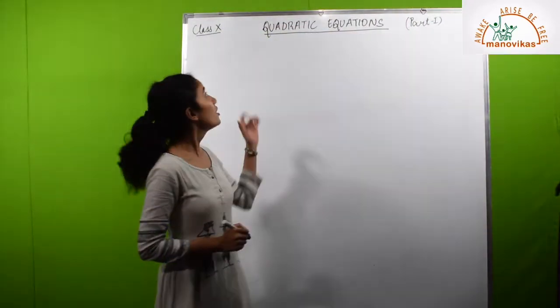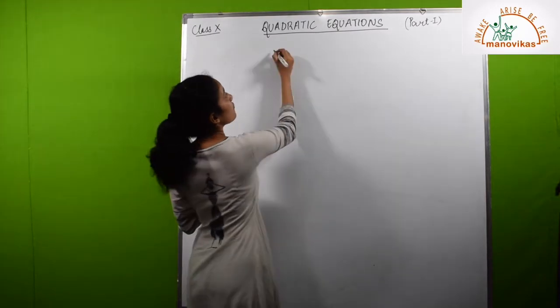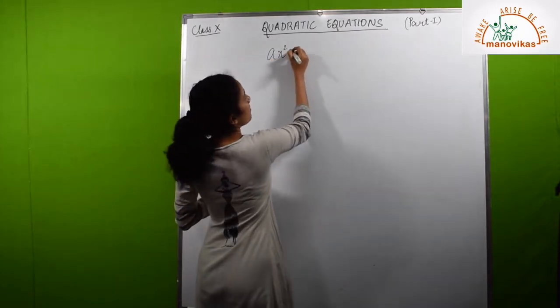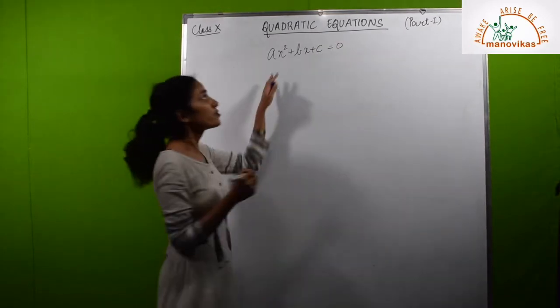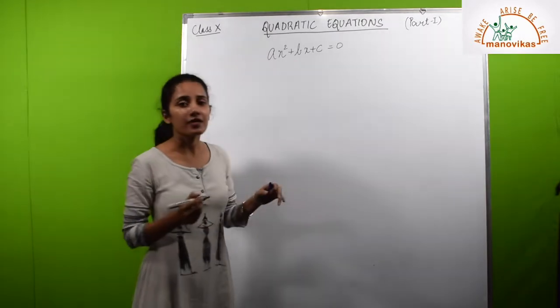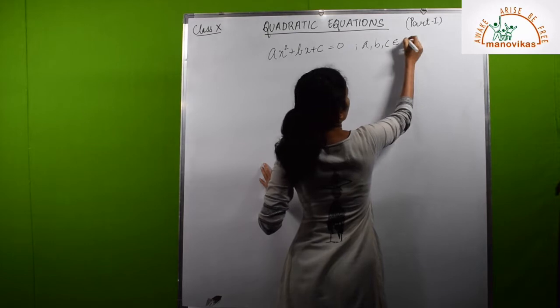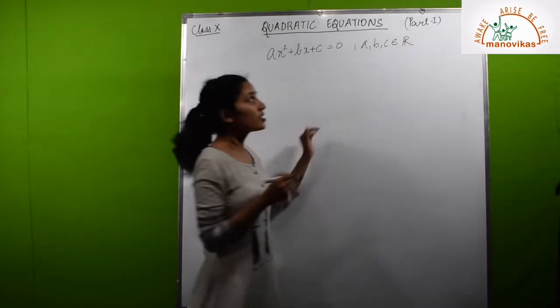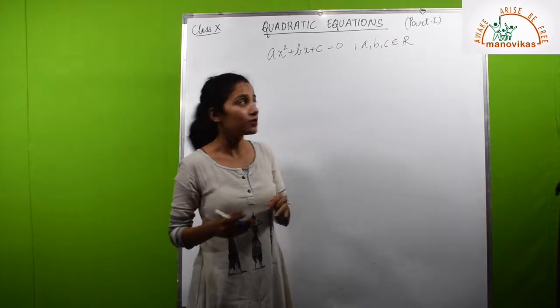Quadratic equations for class 10. To begin with, any equation of the form ax square plus bx plus c equal to 0 is said to be a quadratic equation, where a, b and c are real numbers. Real numbers meaning negative, positive, fractions, 0 included.